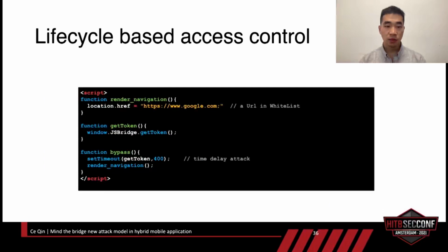This is a real-world exploit. Location will trigger navigation and fire the lifecycle callback, thus setting the wrong current URL. With the help of setTimeout, getToken will be executed after navigation. Thus, the access control will be bypassed.